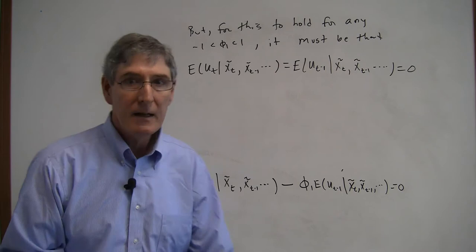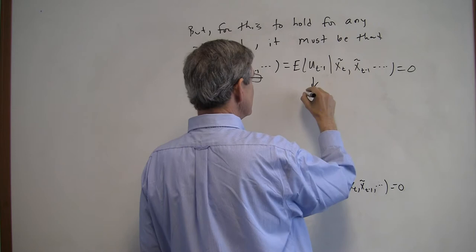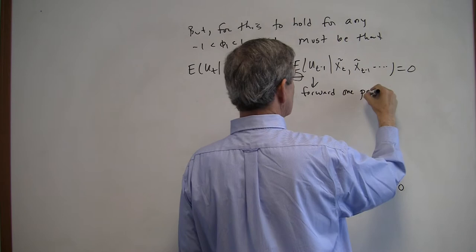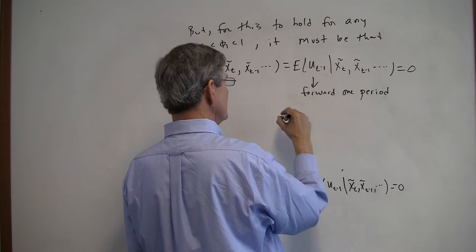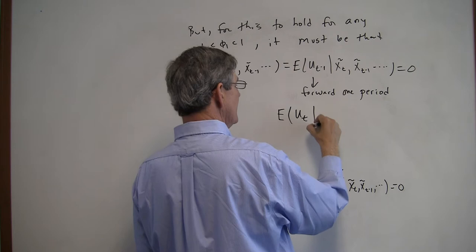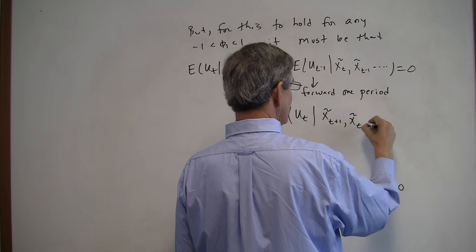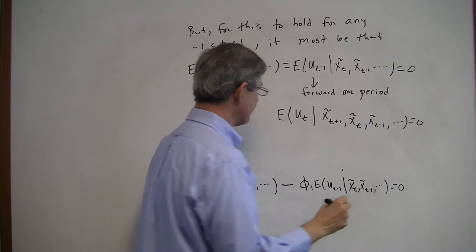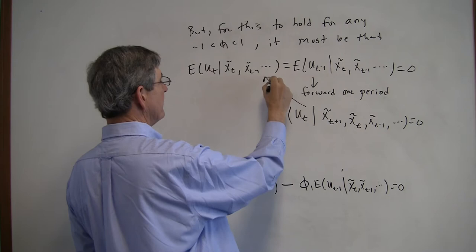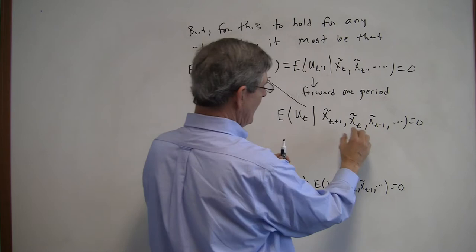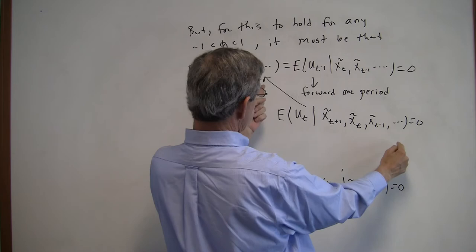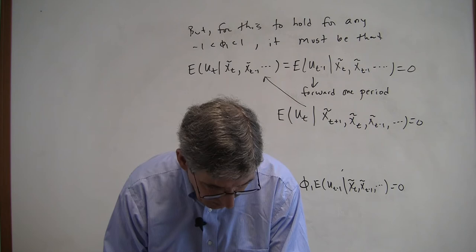Now, let's forward this second one. So we're going to forward one period. It has to hold for all u, so it doesn't really matter what index we use. We're just using those for convenience. So the expected value of ut given x tilde t minus 1, and so on, equals 0. So notice that this includes that. If ut is independent of all of these, including t plus 1, it's going to be independent of these as well. So this is the only condition that we need for the model to hold.